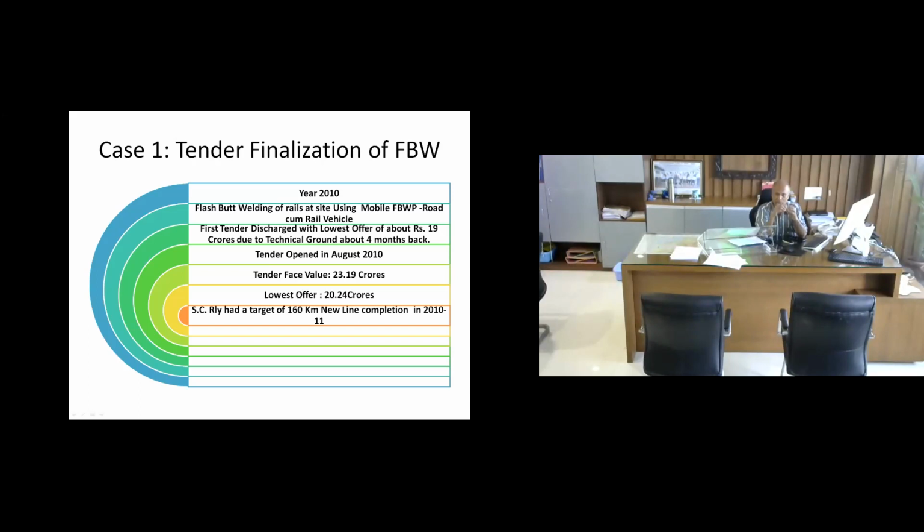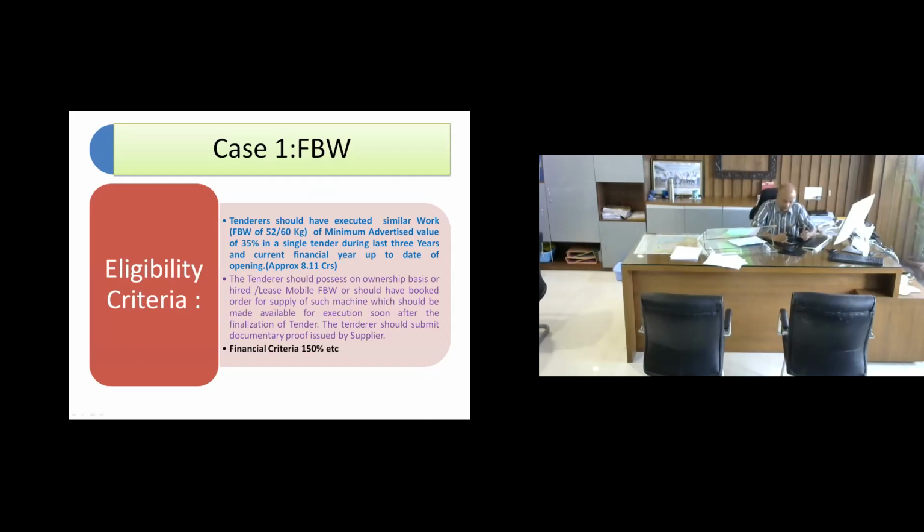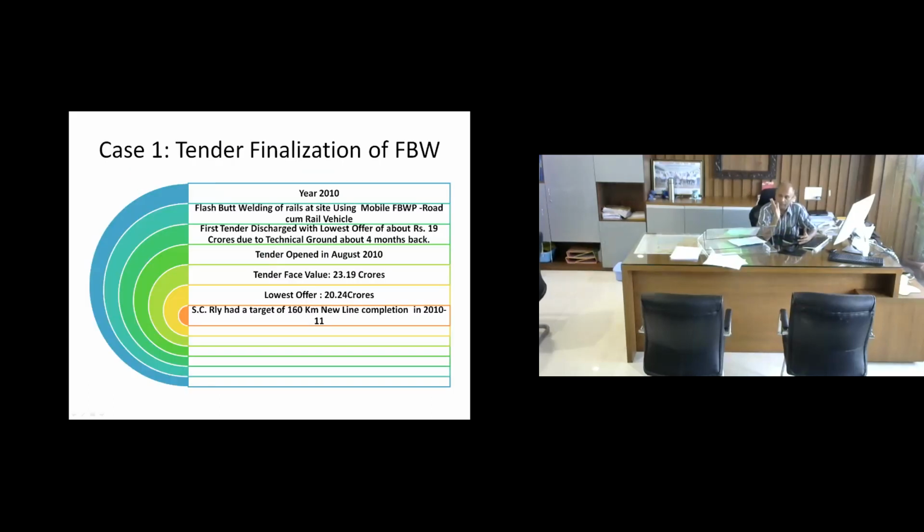The additional information that I would like to share with you is that the first tender was discharged, although the lowest offer was 19 crores some 4 months back, on some technical ground. When the tender was invited again, the lowest offer was 20.24 crore. So you can see that face value is 23 and you got an offer of 20.24 crore, and previously it was 19 crore. The important thing to keep in mind is that when we went for tendering the second time, the cost had gone up by almost 1.2 crore. And you have a 160 kilometer target where you require this flash butt welding in the field.